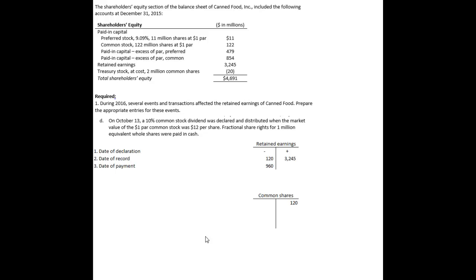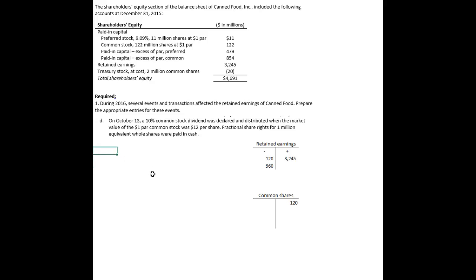On October 13th, we have a stock dividend that's going to be declared and distributed on the same day. So that's kind of nice. We don't have to deal with the date of declaration, date of record, date of payment, because the date of declaration and the date of payment are all happening at once. So we're just assuming that we understand this by now. So I can go ahead and delete that.